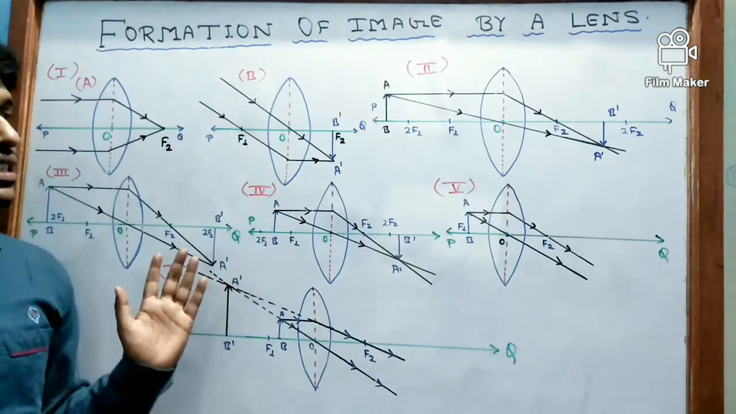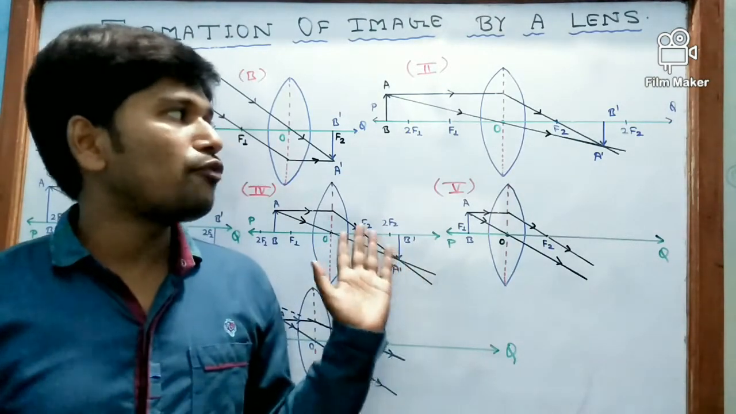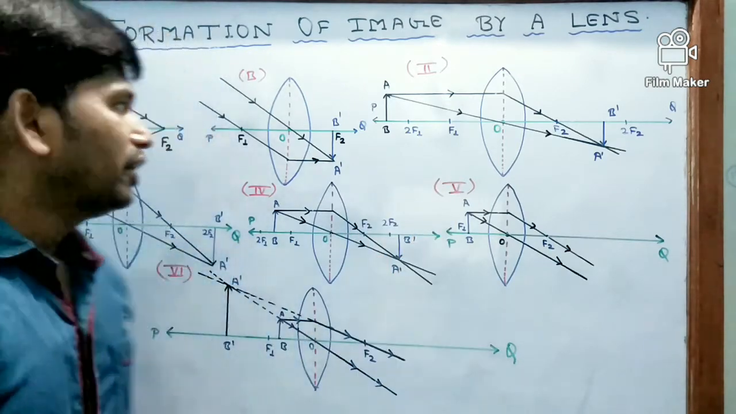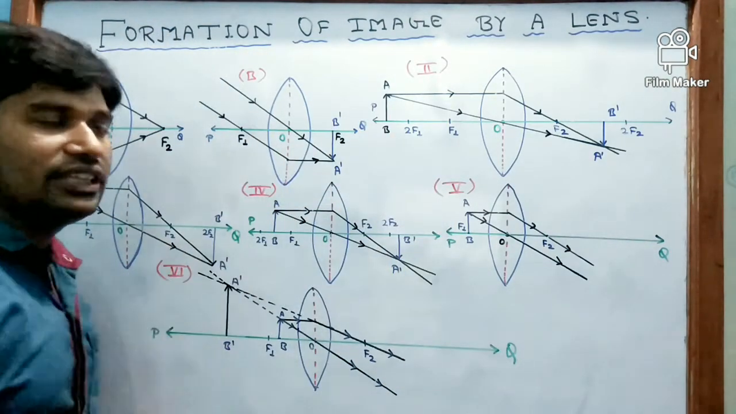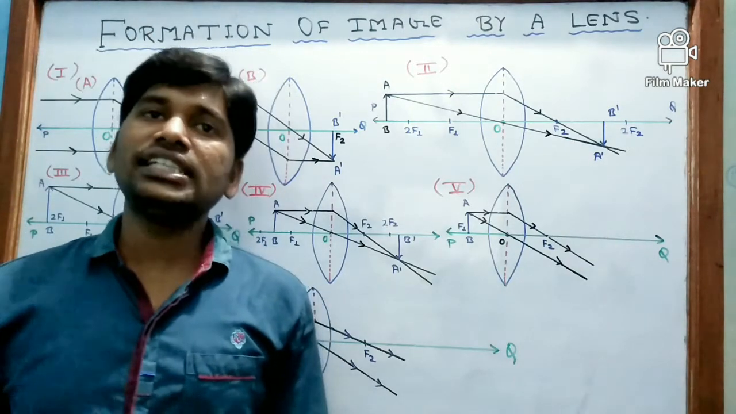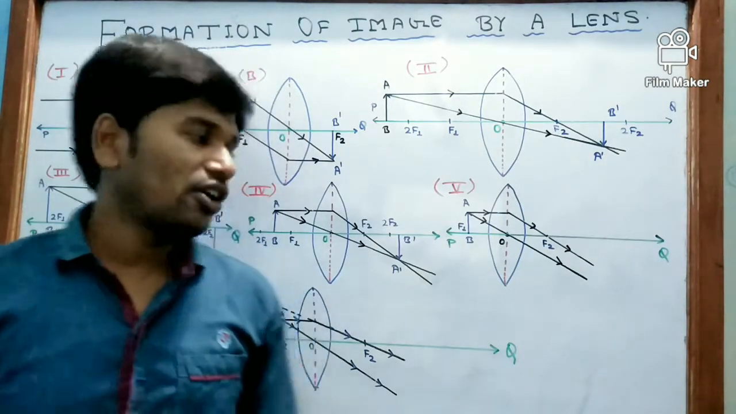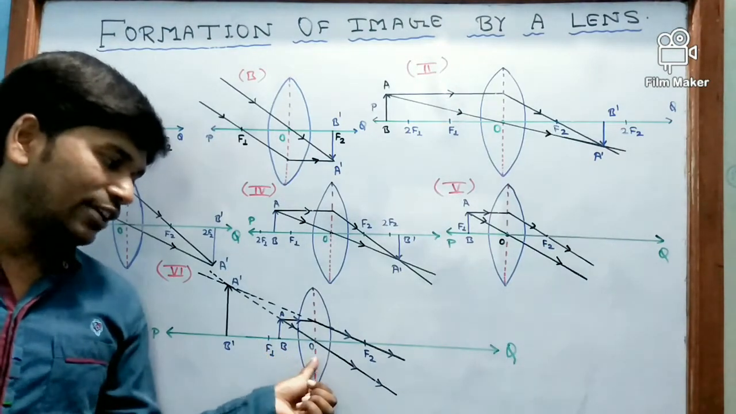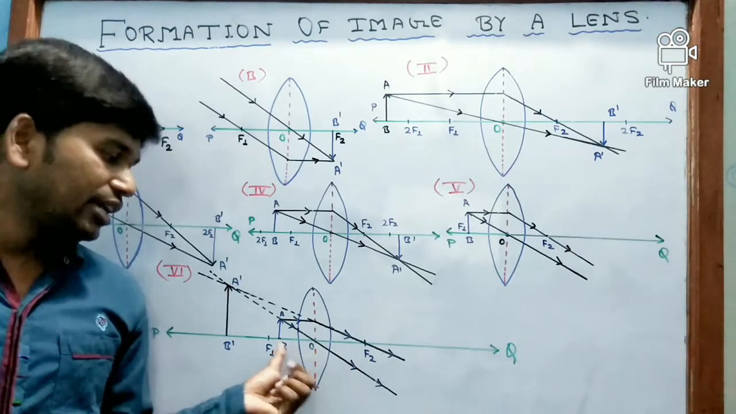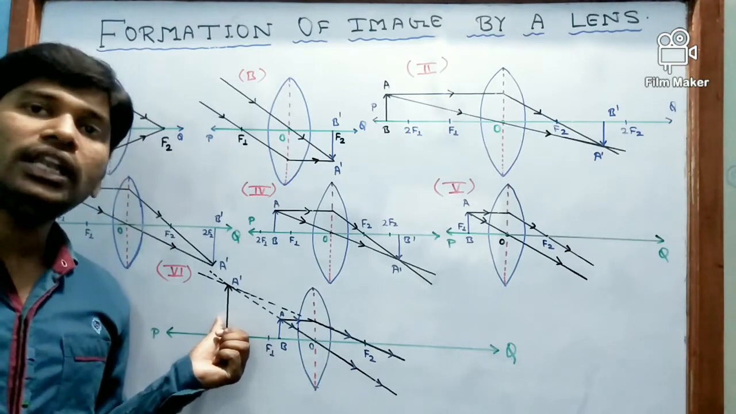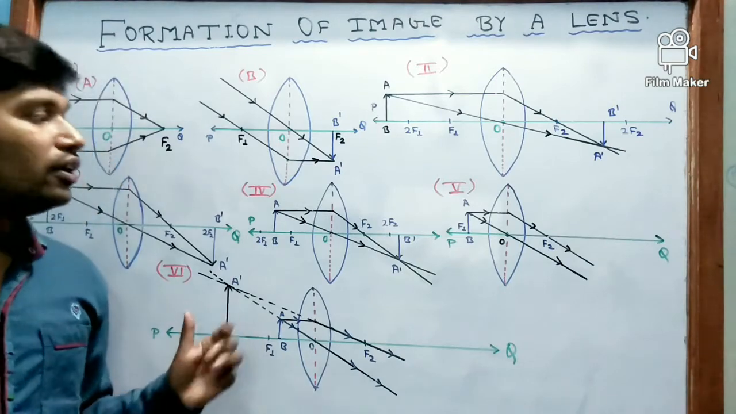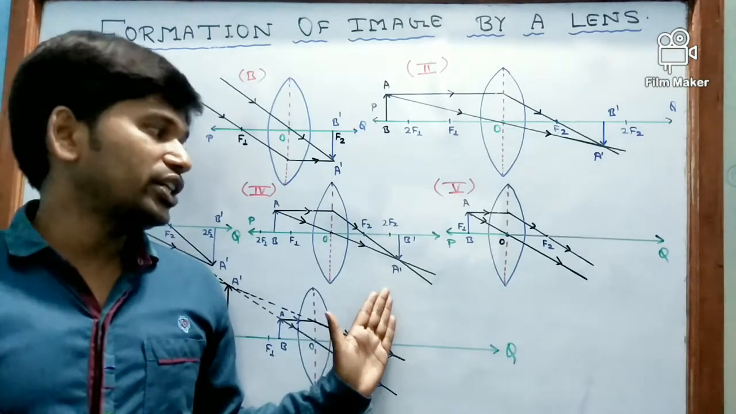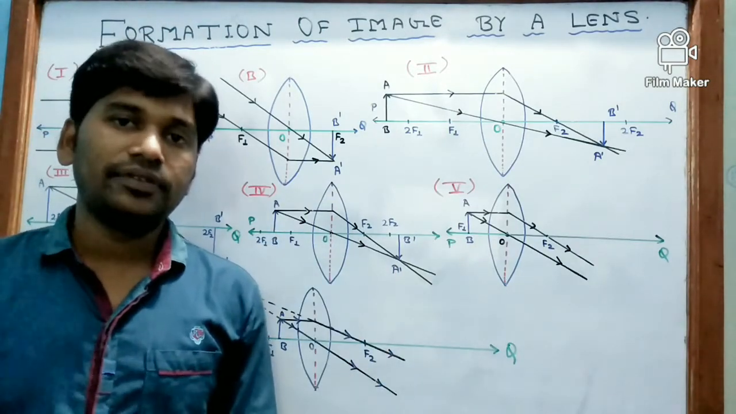So these are the 6 positions of the object and their locations of the image. In all the first 5, the nature of the image is real and inverted. Only when the object is placed in between focus and optical center, the image obtained is virtual and upright. So this is about the image formation by a convex lens.